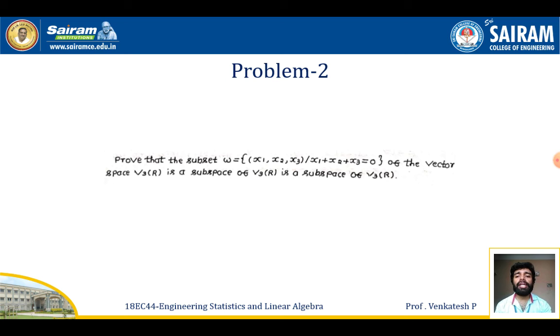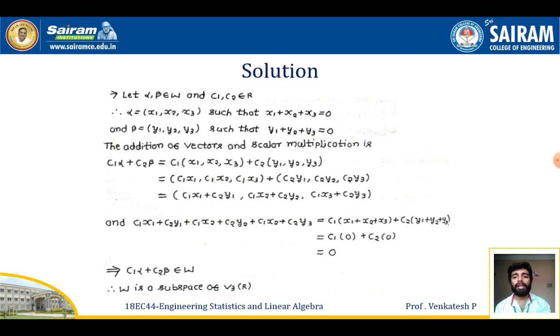Example: prove that the subset W = {(x1, x2, x3) : x1 + x2 + x3 = 0} of the vector space V3(R) is a subspace of V3(R). So now I should show that the given set W, which is (x1, x2, x3), is a subset of the set V3(R).